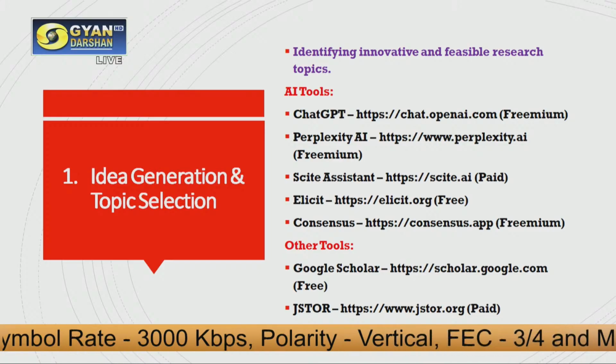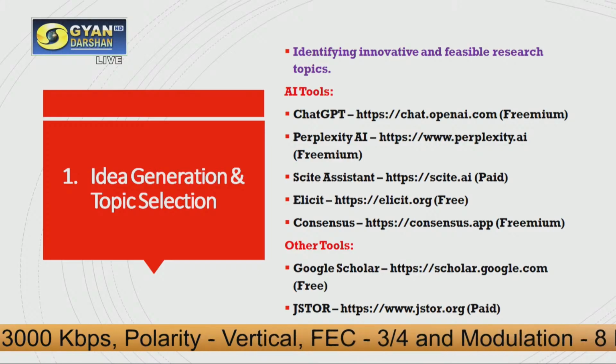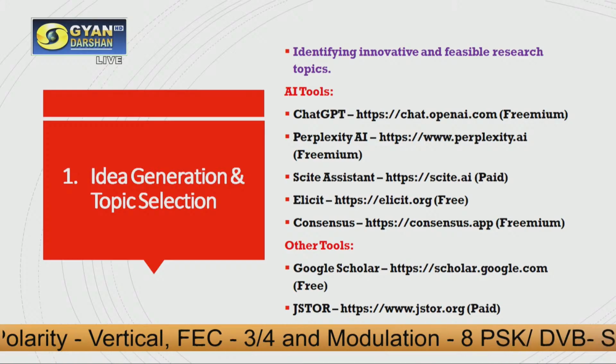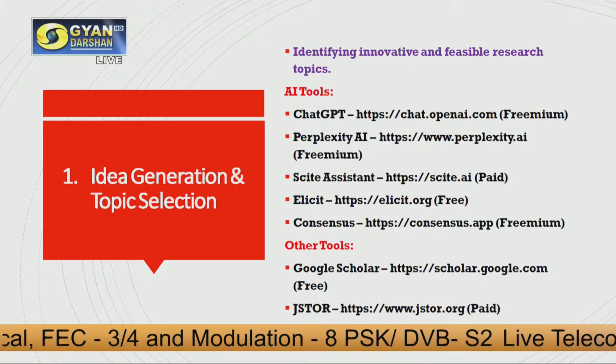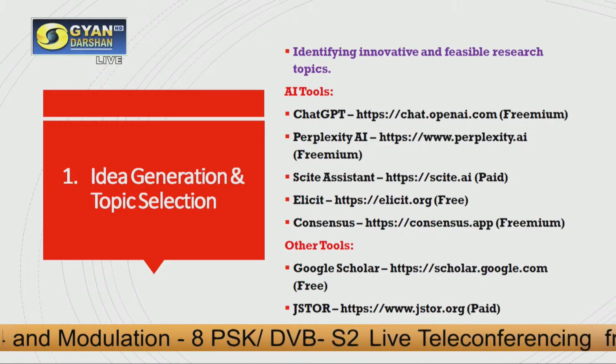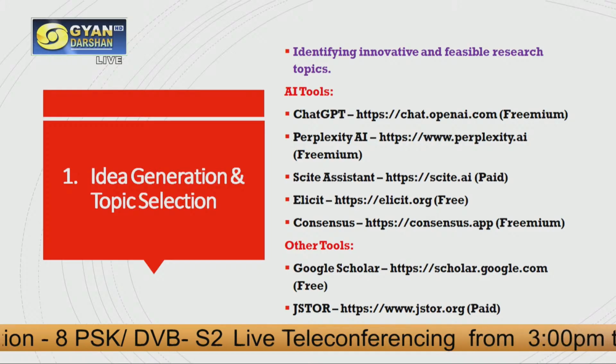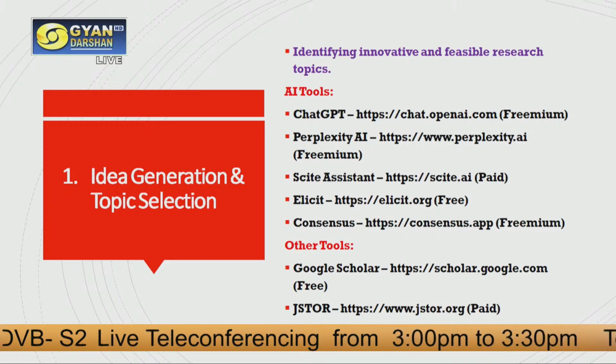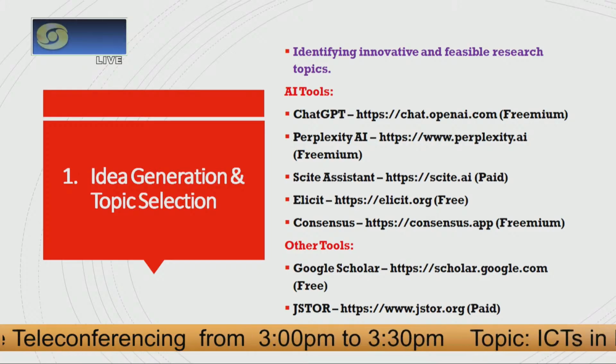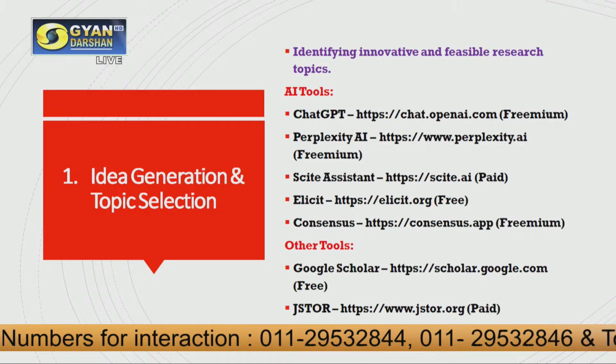There are various AI tools, like ChatGPT, which is very popular that way. There also you can have a topic checking. You can ask the AI tools, give a prompt, and see which are the areas which can be undertaken as a research work. Similarly, the tools which you are seeing on the screen, the first one like AI tools, there are a couple of tools which I have listed.